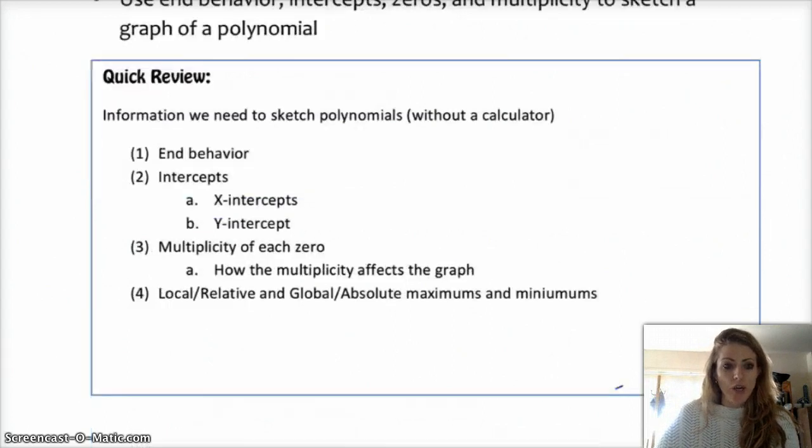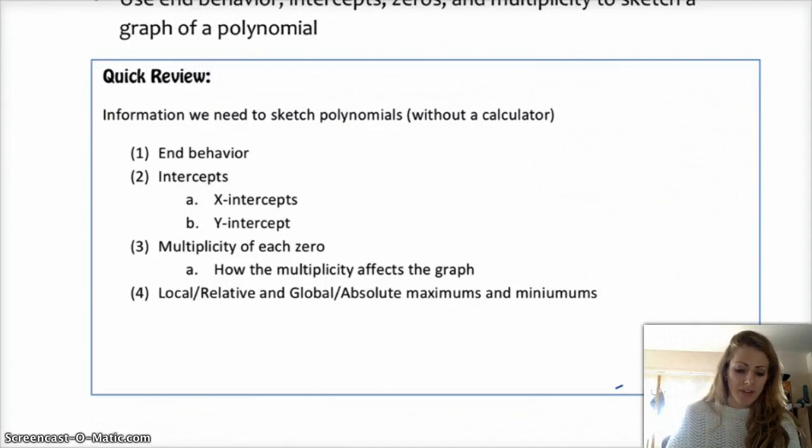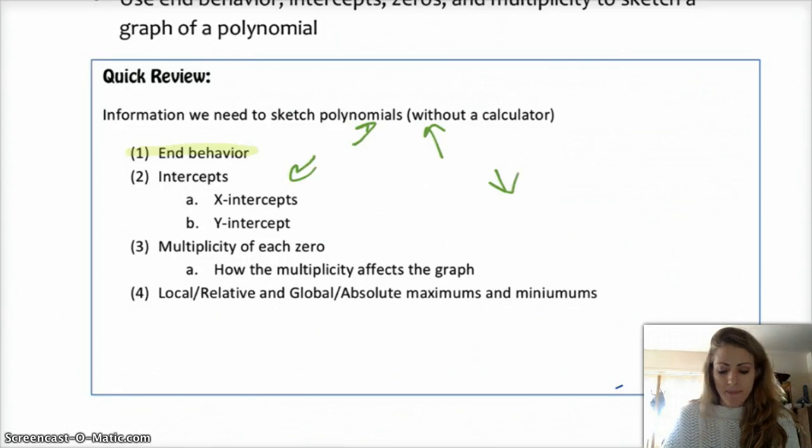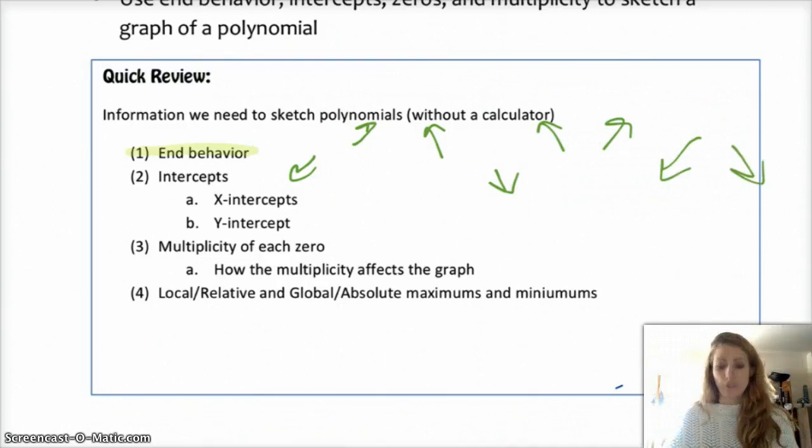Just as a quick review, the information we need to sketch polynomials starts with end behavior. Your end behavior is determined by your leading coefficient, whether it's positive or negative, and also the degree. Is the degree even or odd? So it will be either up, down, or down, up, or up, up, or down, down. Those are determined by the leading term, the leading coefficient, and the degree.